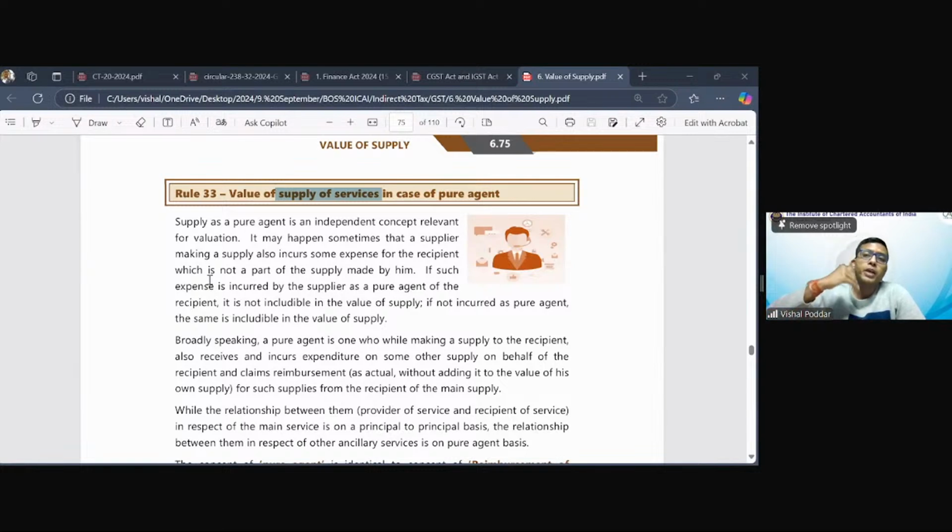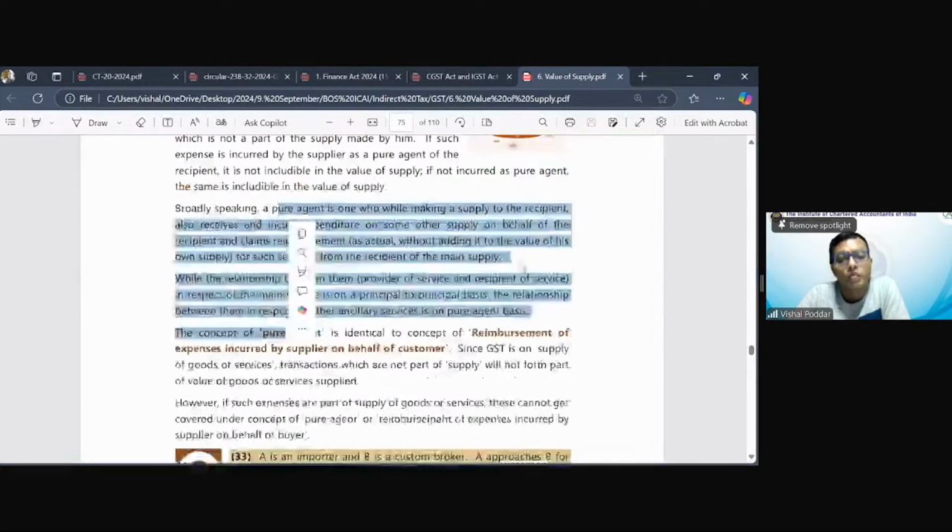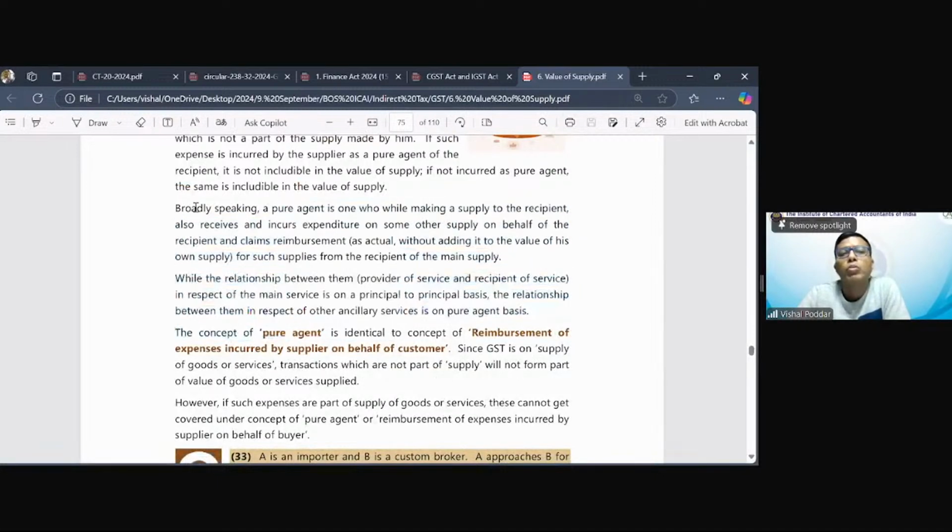Because then it becomes as if it is my expense. Once it is my expense, even if I'm recovering it from you, it becomes part of the value of supply. But where it is your expense, where the bills are in your name, and most important, I'm not adding any margin, I'm recovering as it is. In that case, I become your pure agent for that much amount of reimbursement, and there will be no GST.